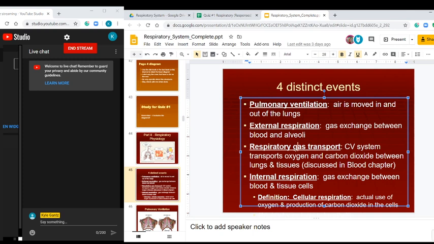So we have those four events: moving air in and out, exchange between the lung and the blood, getting the gas transported to the tissues, and then the blood exchanging the gases with the tissues, and also taking carbon dioxide back up to the right side of the heart to be exhaled by pulmonary ventilation. All right, see that? Okay, good.